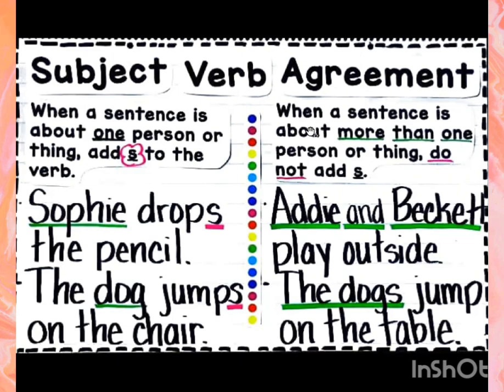Look at the next category. When a sentence is about more than one person or thing, do not add S. Addie and Beckett play outside. Addie and Beckett are the plural nouns, so we have not added S with play. Dogs jump on the table. Here we have dogs. Dogs is plural, so we have not added S with jump.